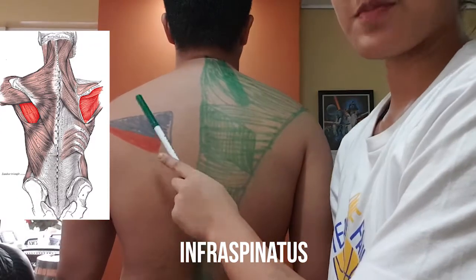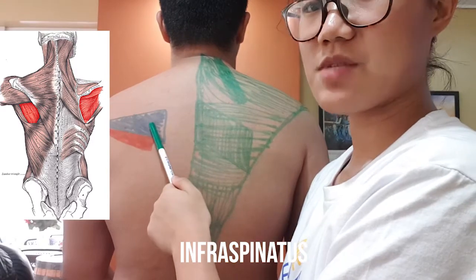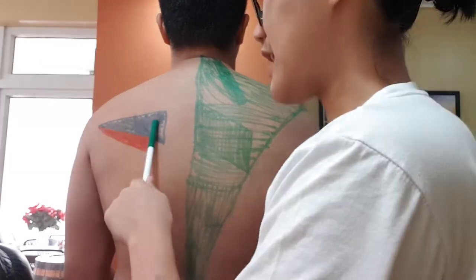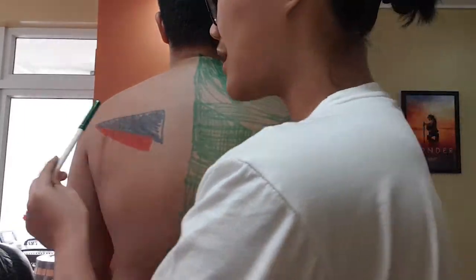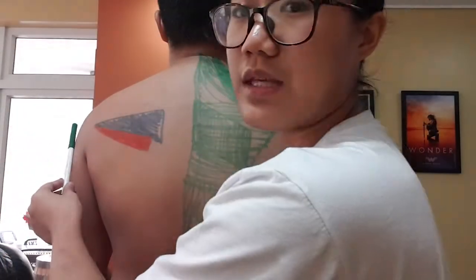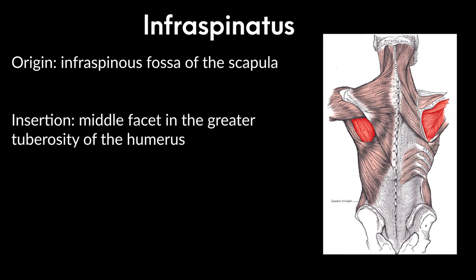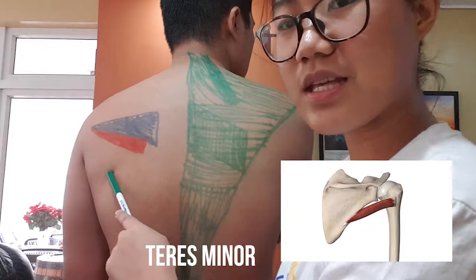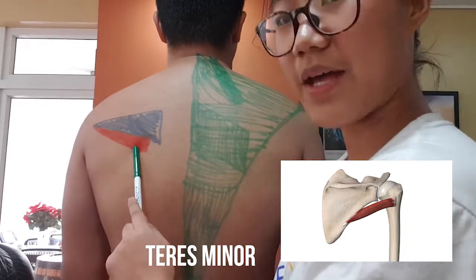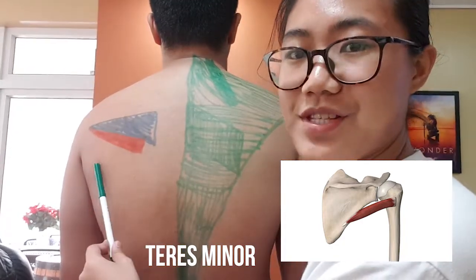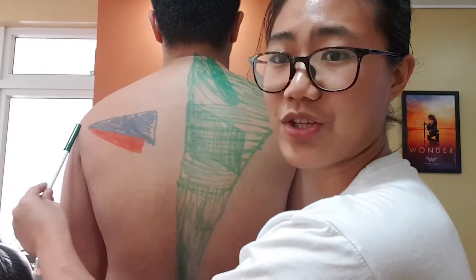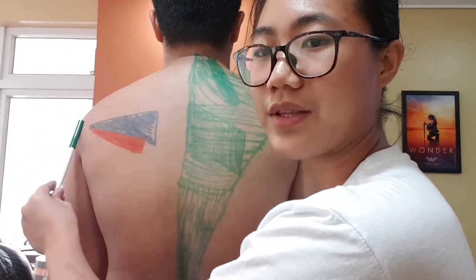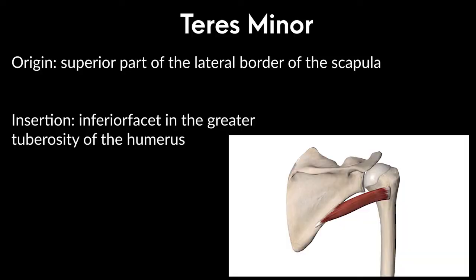This is the infraspinatus. It originates at the infraspinous fossa of the scapula, and it inserts at the middle facet of the greater tubercle of the humerus. This is the teres minor. It originates at the lateral border of the scapula. Its insertion is at the inferior facet of the greater tubercle of the humerus.